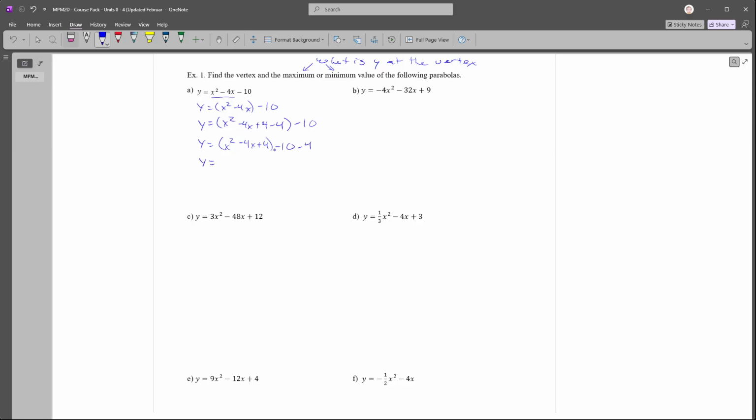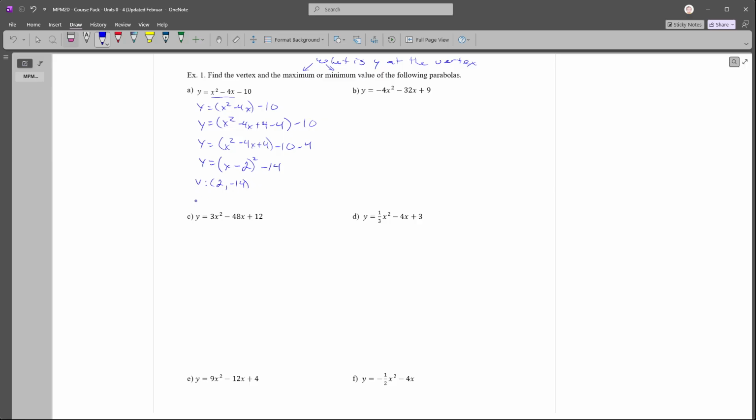Now we're going to factor this new perfect square trinomial, which is going to be the square root of the first term, the sign of the second term, and the square root of the last term. And that whole thing is squared. And now minus 10 minus 4, that's minus 14. So there is our vertex. Our vertex is located at 2, negative 14, HK.